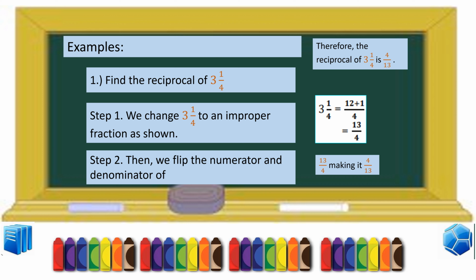Examples. Number 1. Find the reciprocal of 3 and 1/4. Step 1. We change 3 and 1/4 to an improper fraction as shown. 3 and 1/4. 3 times 4 equals 12 plus 1, 13. 13/4. Step 2. Then we flip the numerator and the denominator. 13/4 making it 4/13. Therefore, the reciprocal of 3 and 1/4 is 4/13.